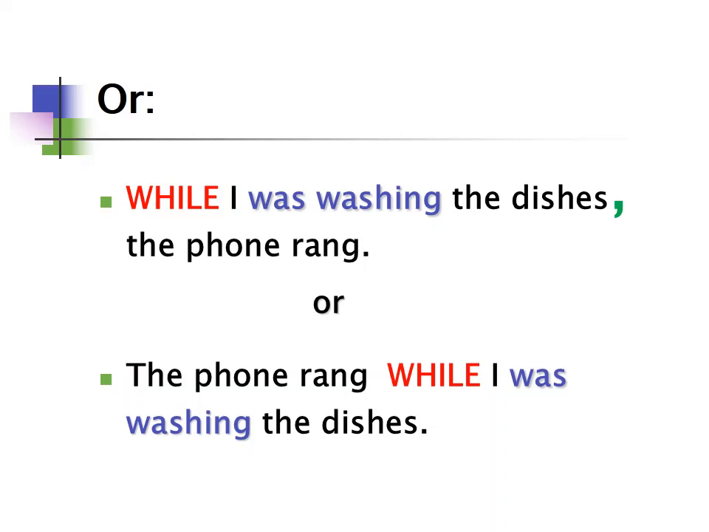While is followed by the past progressive, was washing, and when is followed by the simple past, the phone rang. So you just need to keep your times together with your time clauses. While goes with the past progressive, when is usually followed by the simple past. So here my examples again are while I was.